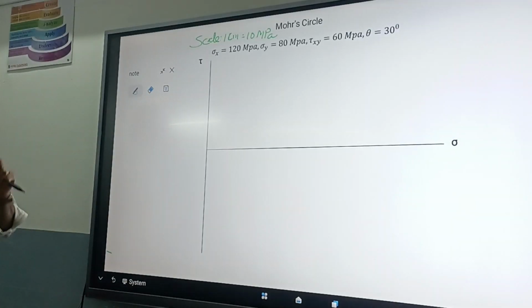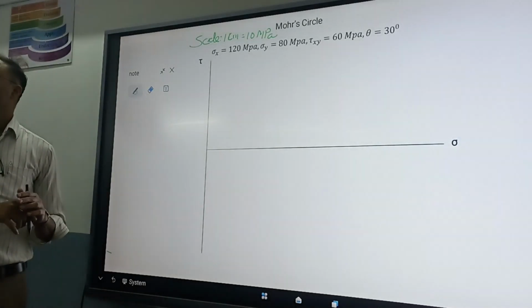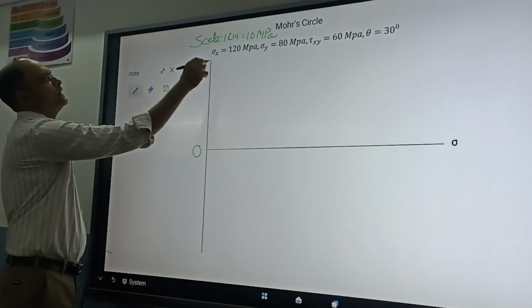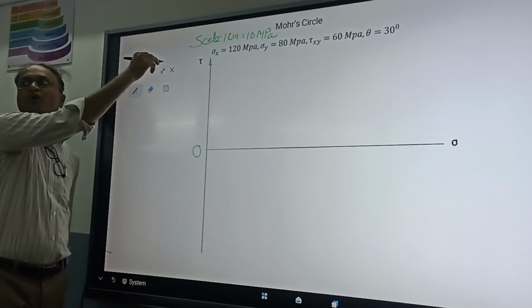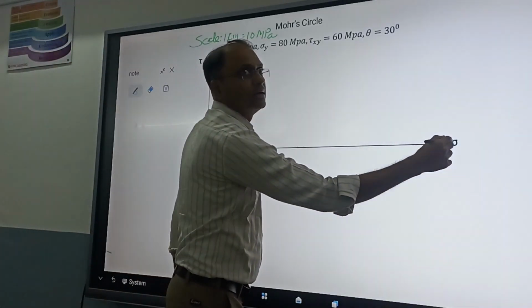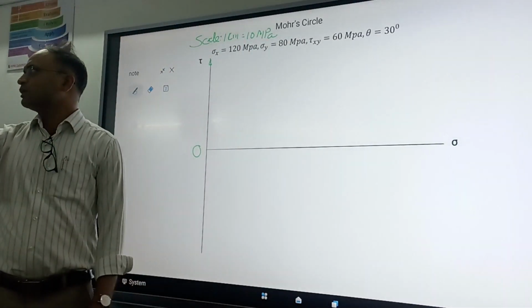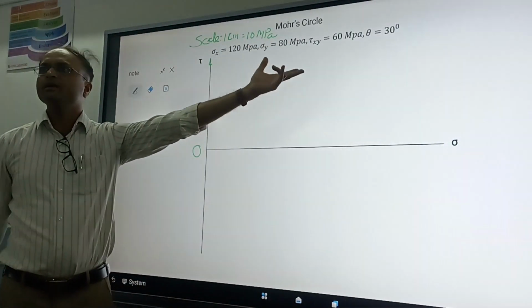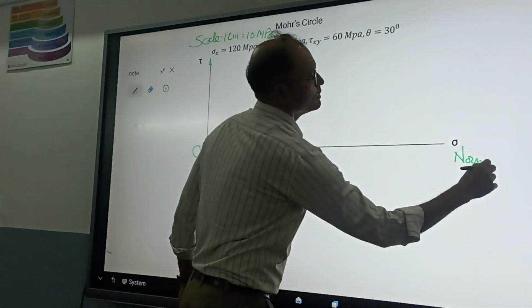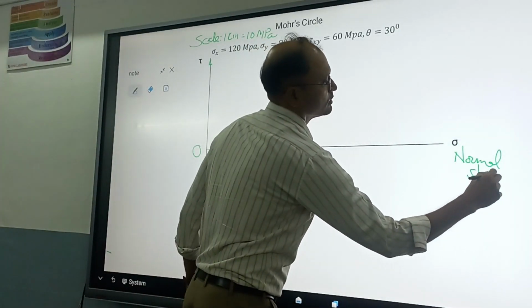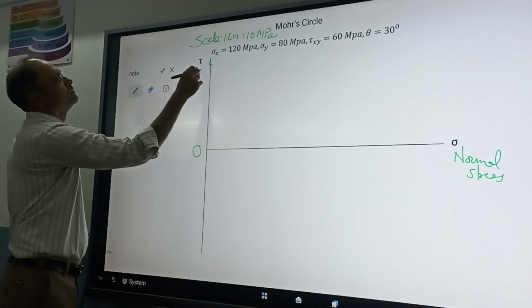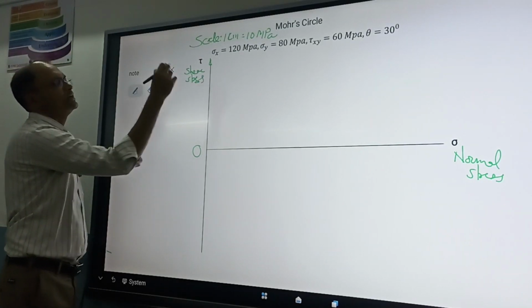Now next, have you drawn x and y axis? Now this is origin. This is y axis. On y axis which stress do we plot? Shear stress. On x axis what do we plot? Normal stress. Already we have solved this problem by Mohr circle. So on x axis we plot normal stress. On y axis we plot shear stress, correct?